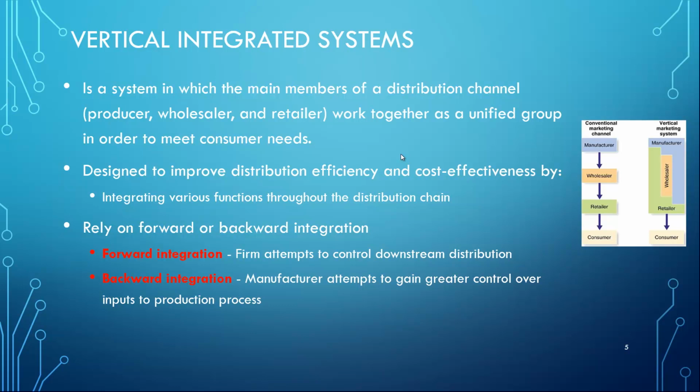throughout the distribution chain. This structure could be in one of two forms, either forward integration, where the firm attempts to control downstream distribution, or backward integration, where the manufacturer attempts to gain greater control over inputs to the production process.